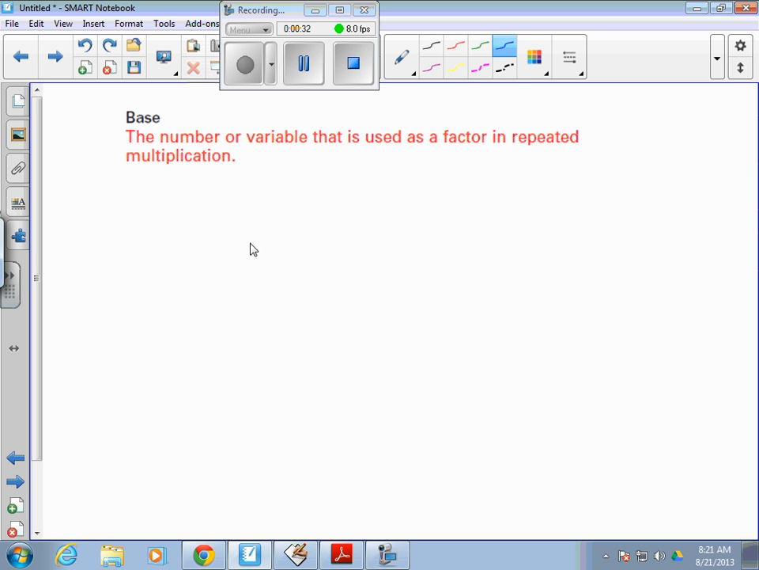Base is the number or the variable used as a factor in repeated multiplication. So if you had 2 to the third power, the base would be this number here. The factor, the large number as you see it, the one that's getting repeated, is the base.